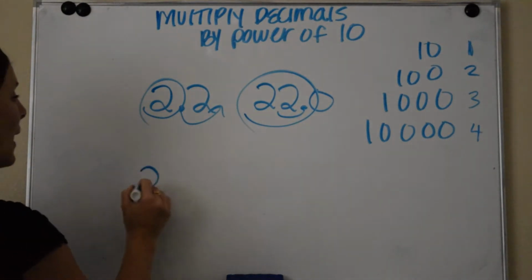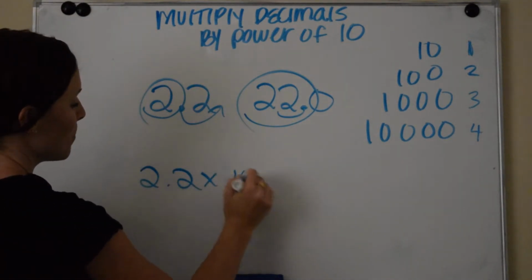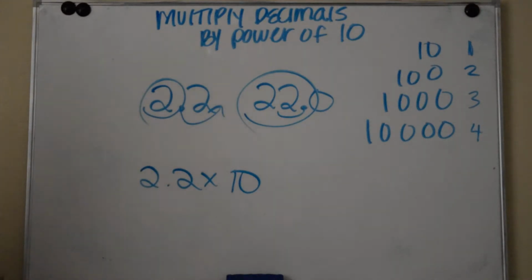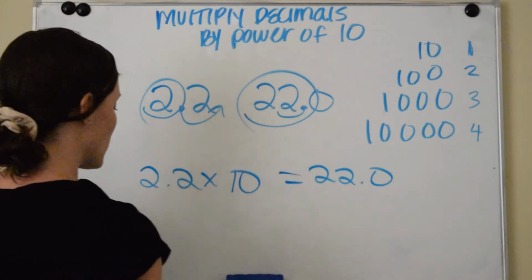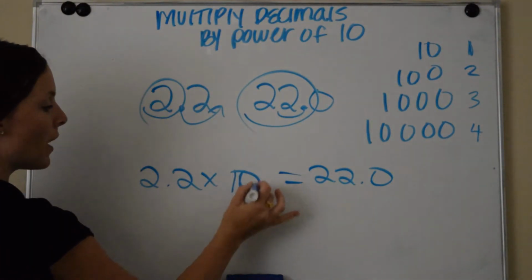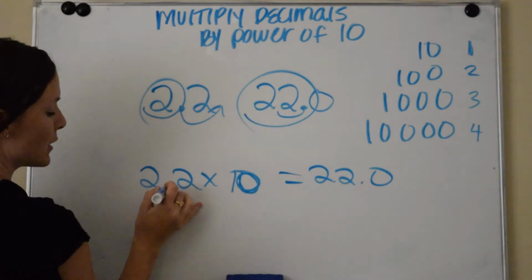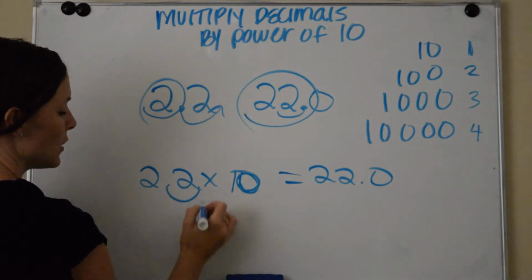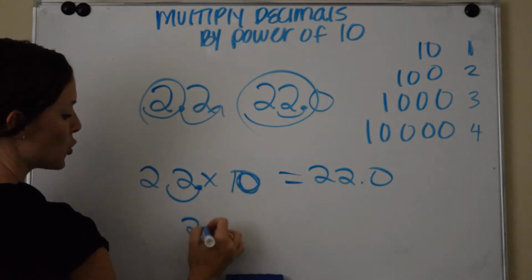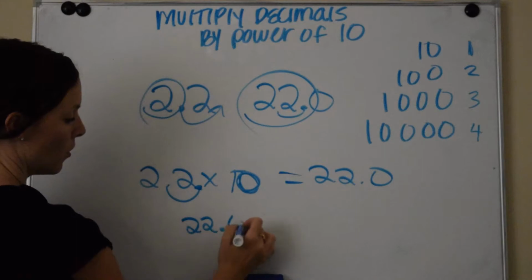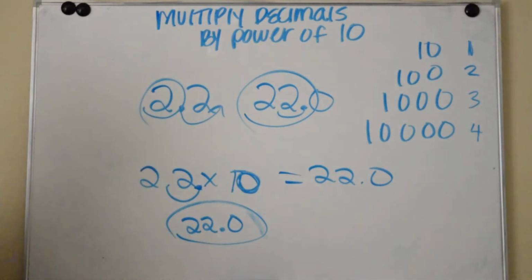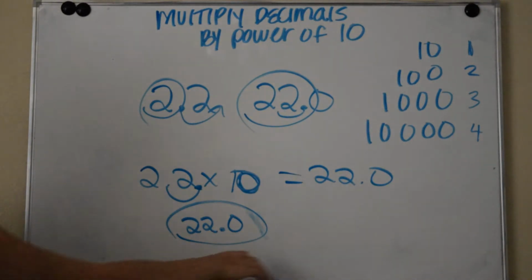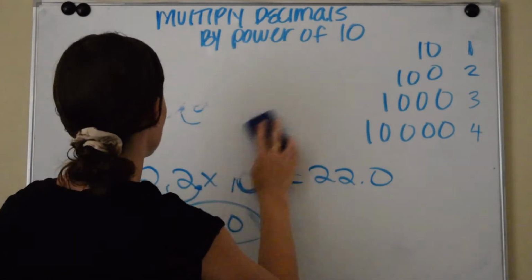And this would have happened if I multiplied it times a power of 10. 2 and 2/10 times 10 would come out to 22 and 0/10. Because there's one zero, I moved the decimal over once. So if I moved it over once, now it's 22 decimal as our answer. Okay? So let me show you some examples. Here we go.